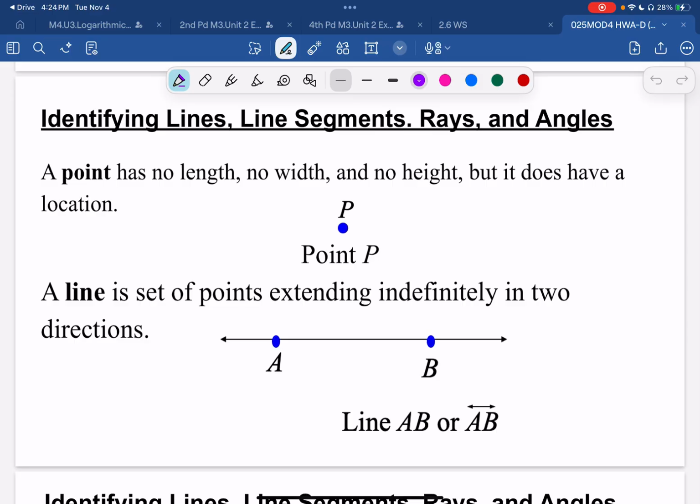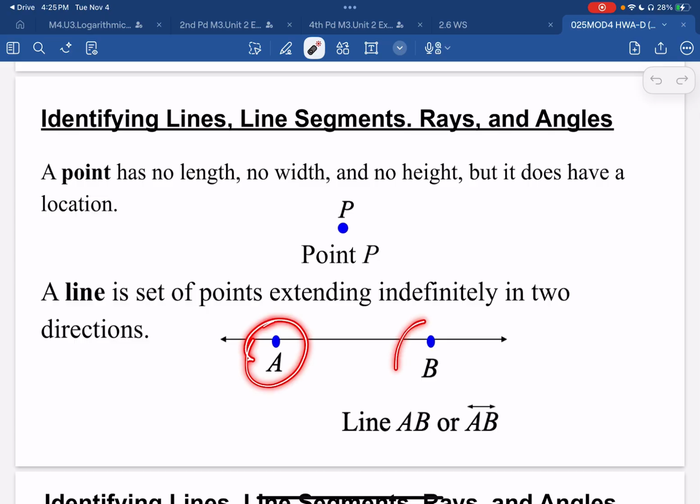Okay. When you have a line, that's going to be a set of points that's going to extend in both directions. And so you can see here that we've got point A, point B, and this is a line because it's extending in both directions forever. So that's what those two arrows are going to tell us.